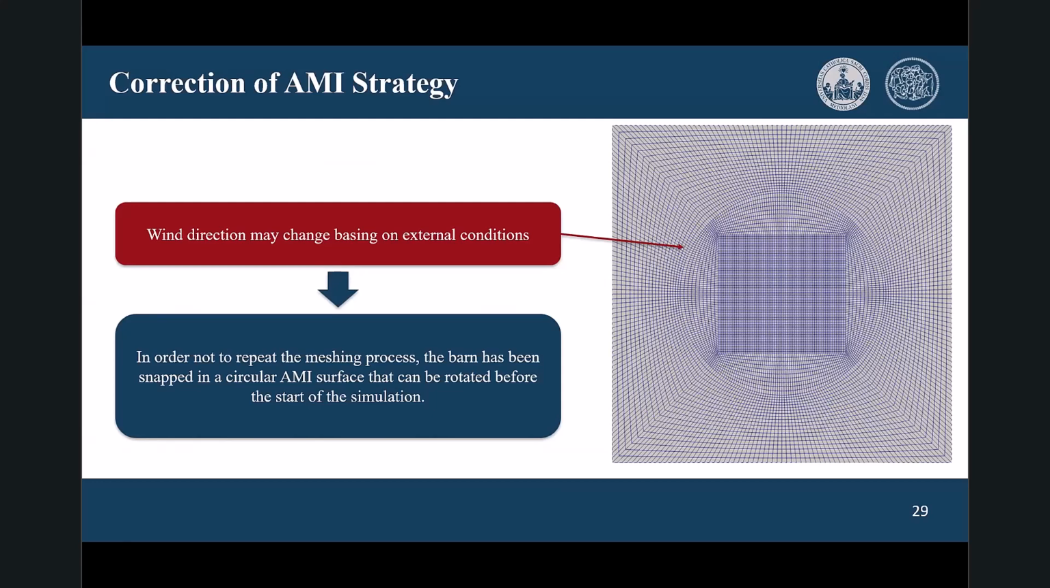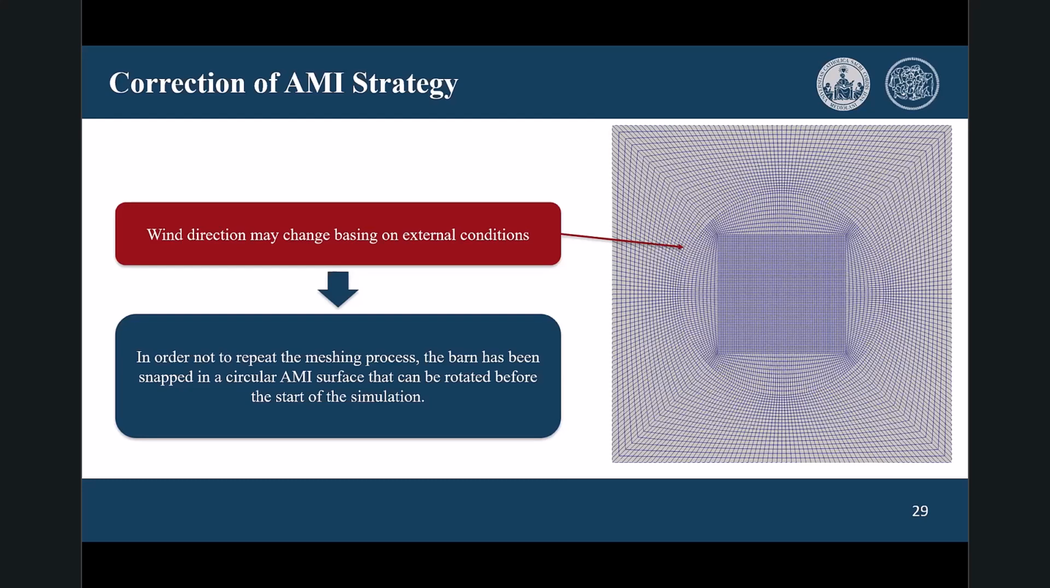For this reason, we are using this kind of layout for the mesh. The barn is snapped inside there, and around here we have a rotating hemisphere. Before the start of the simulation, we just change the rotation of the barn in comparison to the wind, and we use just a standard logarithmic inlet velocity profile from here. In addition, it is not something we have already done, but it is something that we will do for sure: a sensitivity analysis on wind speed and wind direction.